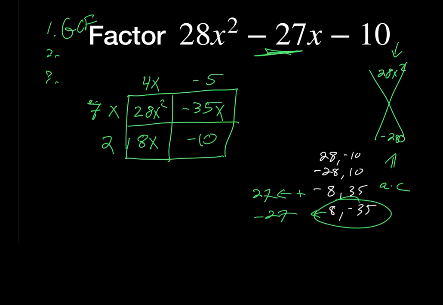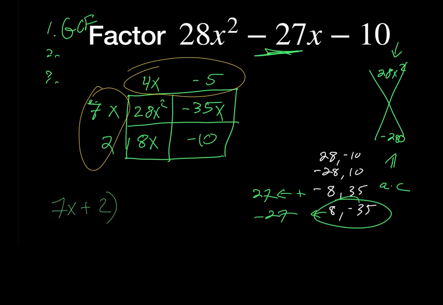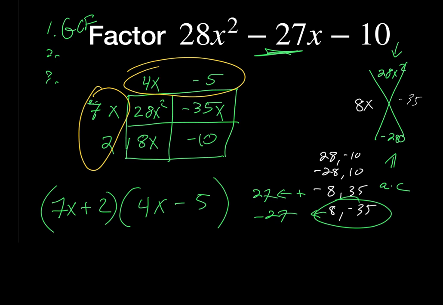Which means those are the factors. 7x plus 2, 4x minus 5. And with my x, I didn't finish that up. This was the 8x. This was the negative 35x.